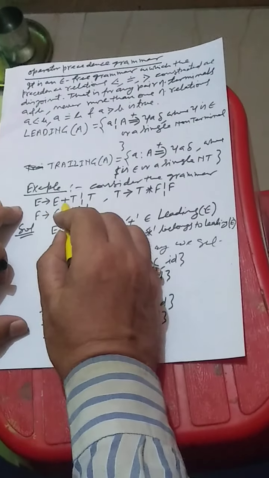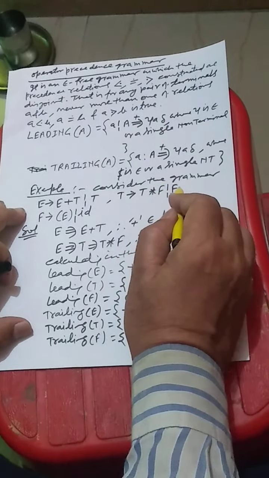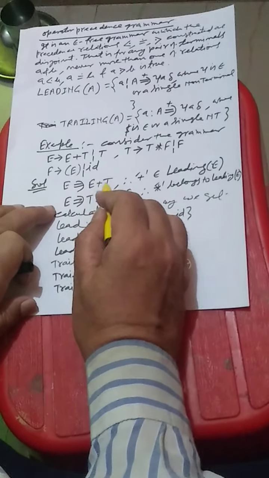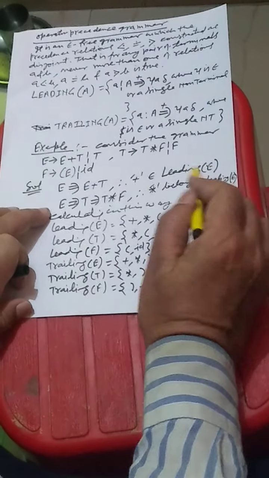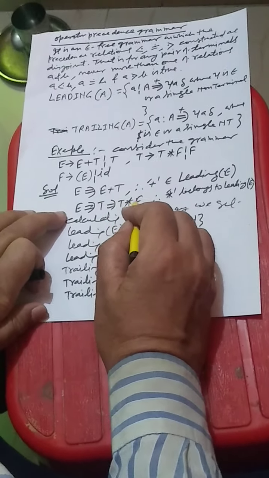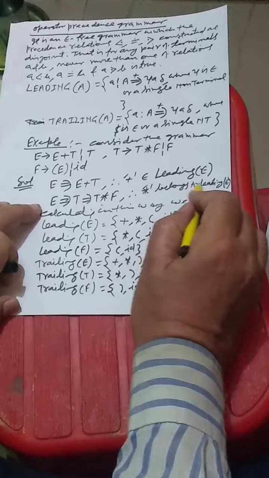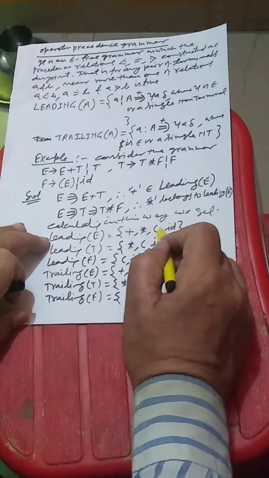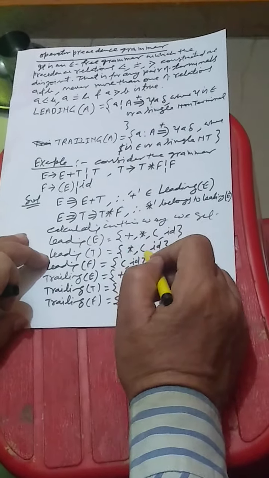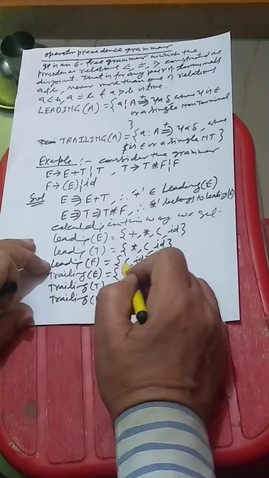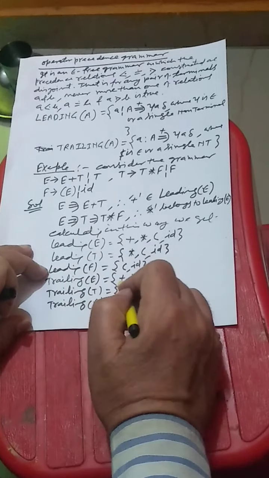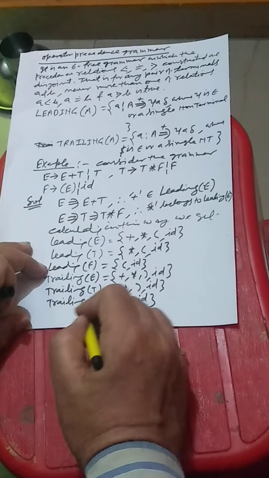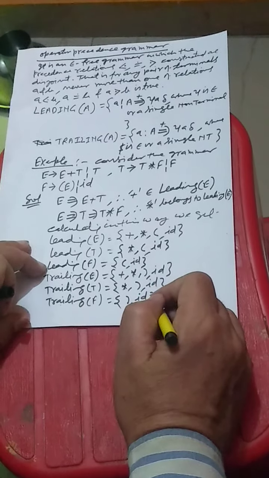Example: consider the grammar E produces E plus T or T, T produces T into F or F, F produces parenthesized E or id. Solution: E produces E plus T, therefore plus belongs to Leading of E. E produces T and T produces T into F, therefore star belongs to Leading of E. Calculating in this way, we get Leading of E is equal to plus, star, left parenthesis, id. Leading of T is equal to star, left parenthesis, id. Leading of F is equal to left parenthesis, id. Trailing of E is equal to plus, star, right parenthesis, id. Trailing of T is equal to star, right parenthesis, id. Trailing of F is equal to right parenthesis, id.